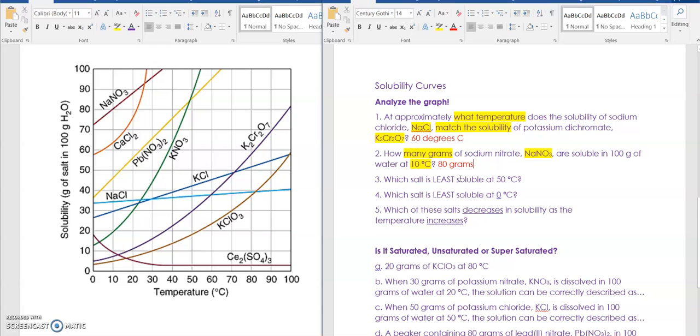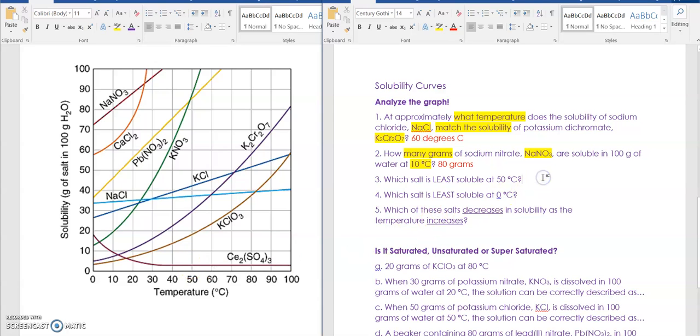Number 3 says, which salt is least soluble at 50 degrees Celsius? I know that in order to see which ones are most soluble, I would be looking up towards the top. Most soluble is going to be the one that can hold the most amount of solute. So least soluble is going to be the opposite. I want to go to 50 degrees and see which line is closest to the bottom axis. It's easy to see that this dark red, brown kind of line at 50 degrees is the closest to the bottom.